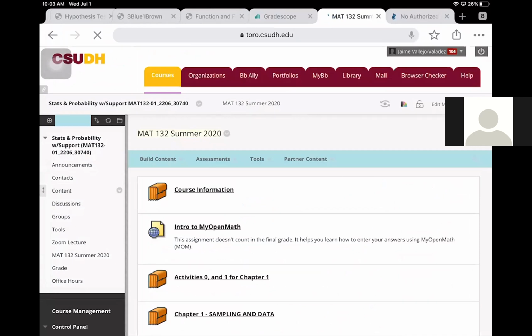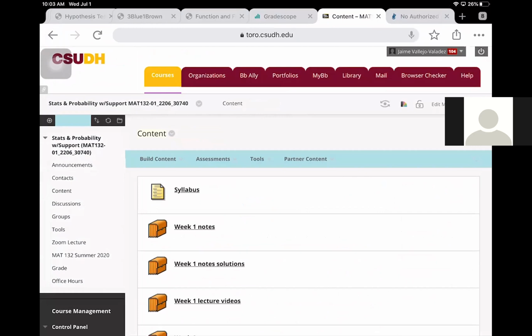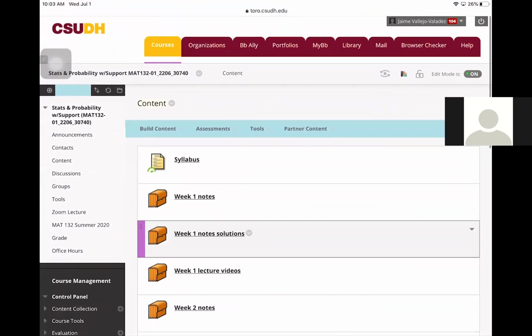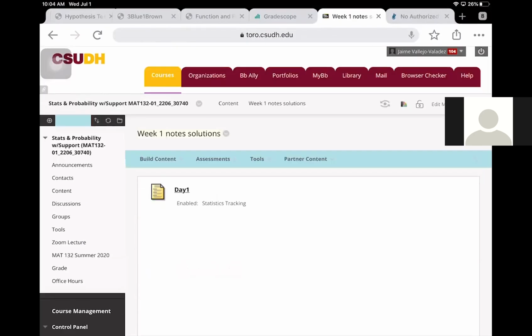So if you go to content, let me press it again. So if you go to content, you're going to see 3 folders for week 1. So one of them says week 1 notes. So that's where you're going to find all of the lecture notes. Then it says week 1 notes solution. So that's where you're going to find the lecture notes with the solution. So if you actually click on it, you click on day 1.